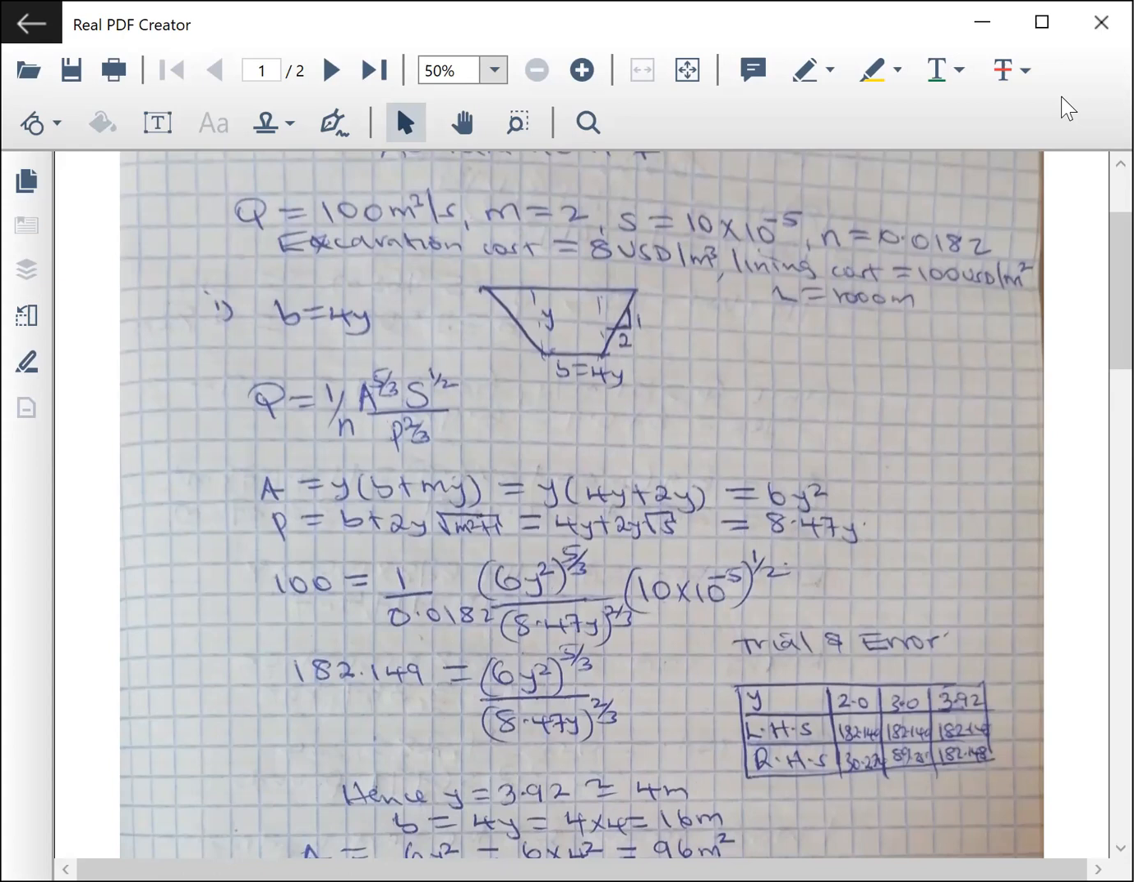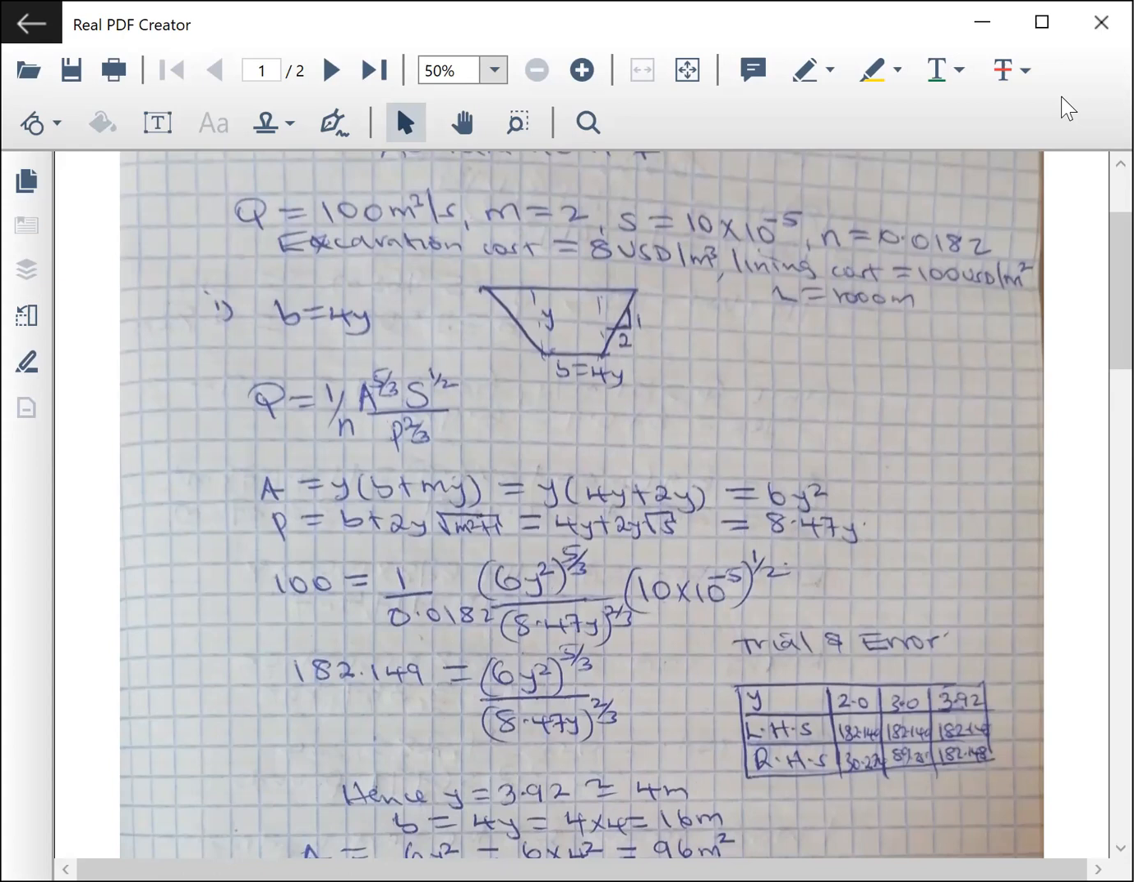0.0182. The cost of excavation of the channel is $8 per cubic meter, and the total cost of lining is $100 per square meter. Determine the cost of constructing 1 kilometer of the channel in millions pounds, considering the following two cases. Case 1, the bed width is 4 times the water depth, which means B is equivalent to 4y. And case 2, the channel section is the best hydraulic section. Then we finish by saying, which section will you recommend and why?